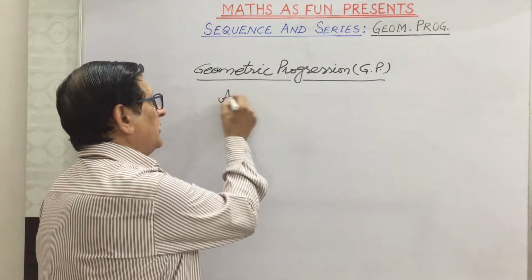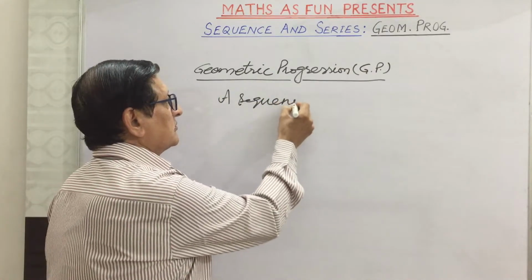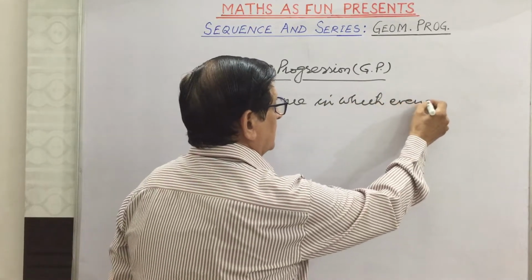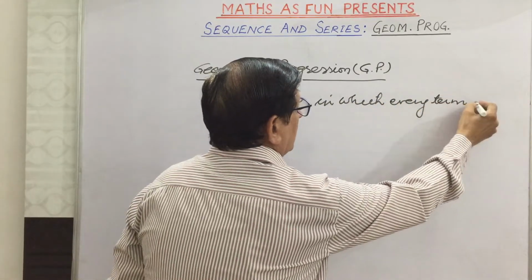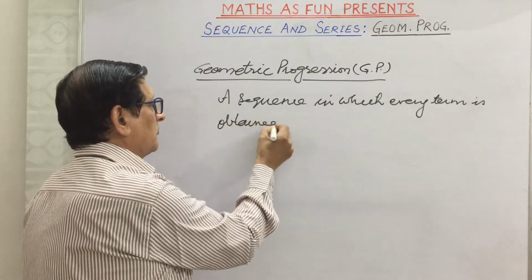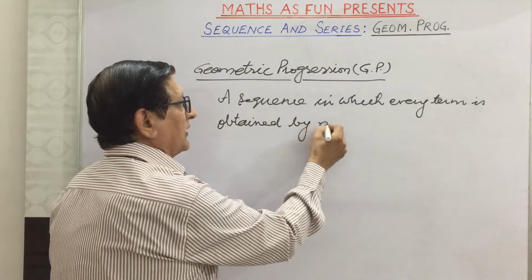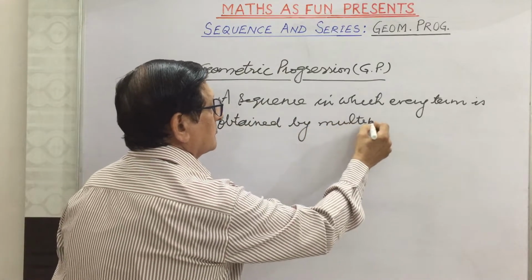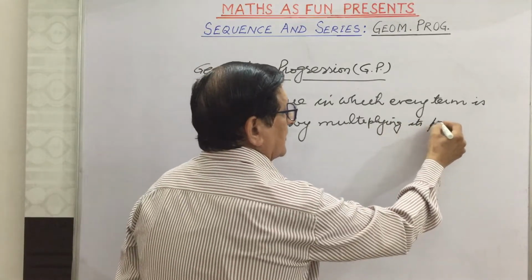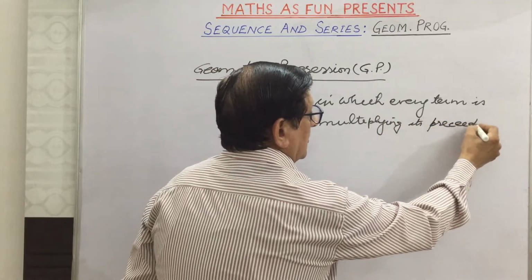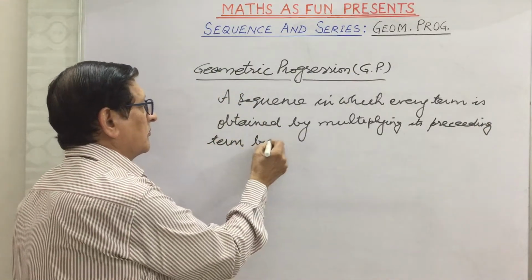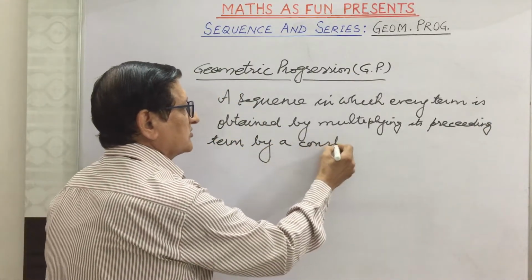So we can say that a sequence in which every term is obtained by multiplying its preceding term by a constant.